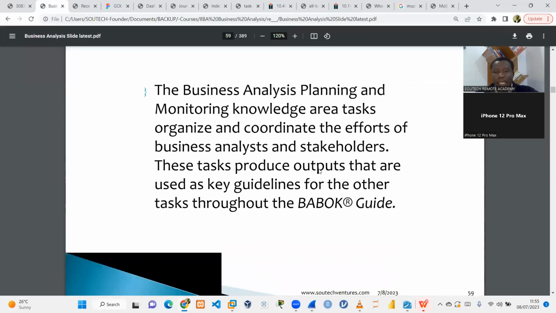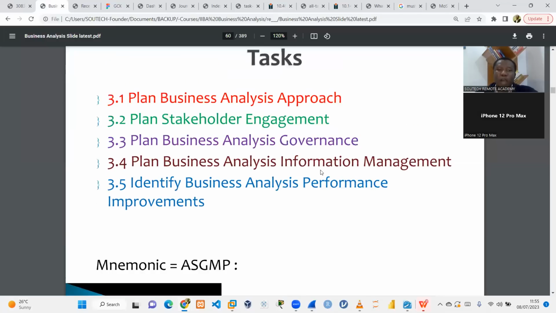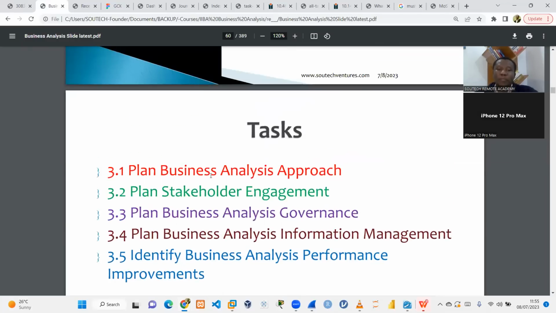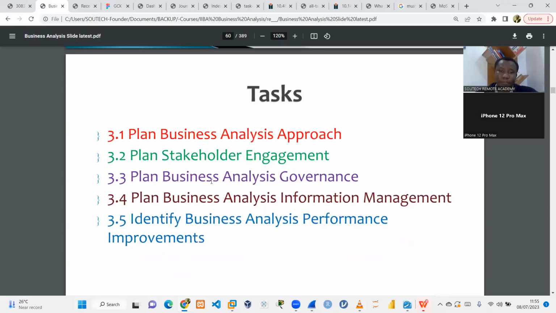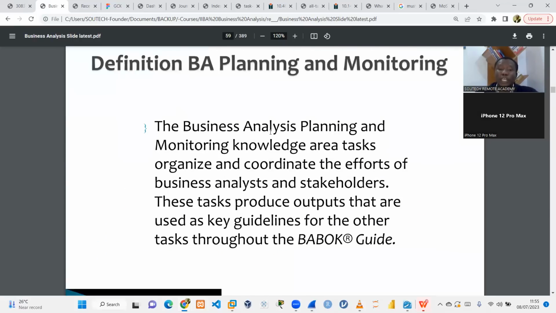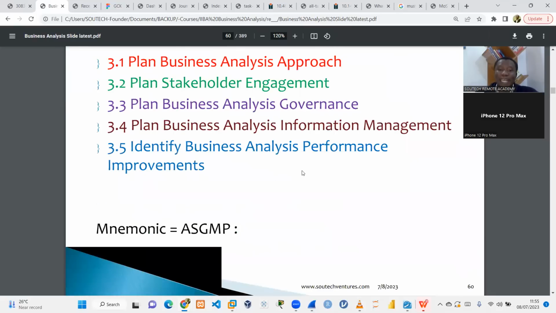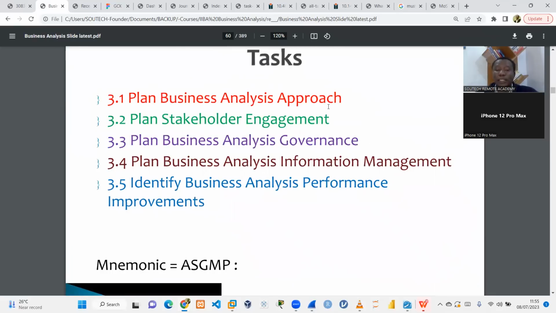So in doing business analysis planning and monitoring, you have some tasks. So plan business analysis approach, plan stakeholder engagement, plan business analysis governance, plan business analysis information management, identify business analysis performance improvement. They just have some of these jargons. What I want you to understand is that for each of the jargons, I'll give you the acronyms later on, you have techniques under them. For each knowledge area, you have the tasks, and for each of these tasks, you have the techniques under them.